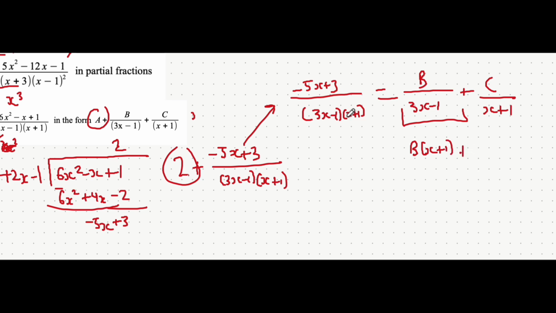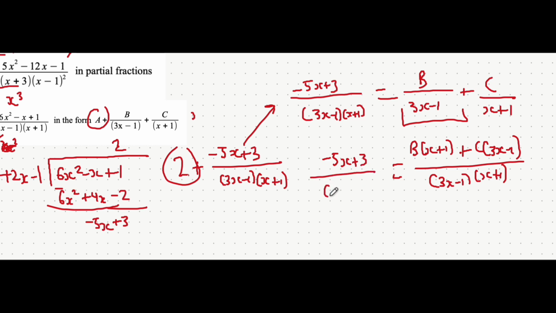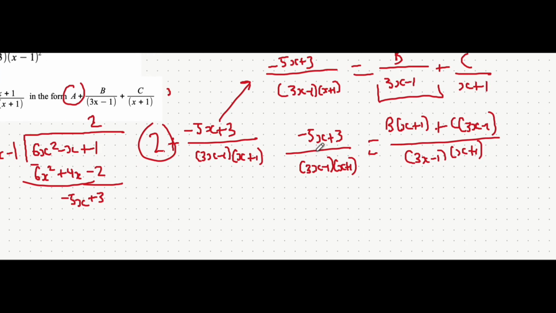To make this match the denominator, we multiply top and bottom by 3x minus 1. So c lots of 3x minus 1, all over this common denominator of 3x minus 1, x plus 1. Matches the left hand side of the equation, which is minus 5x plus 3, over this same denominator, 3x minus 1, x plus 1. Once again, we match the numerators to each other, so we say that the numerator on the left hand side, minus 5x plus 3, is equal to the numerator on the right hand side, b lots of x plus 1, plus c lots of 3x minus 1.